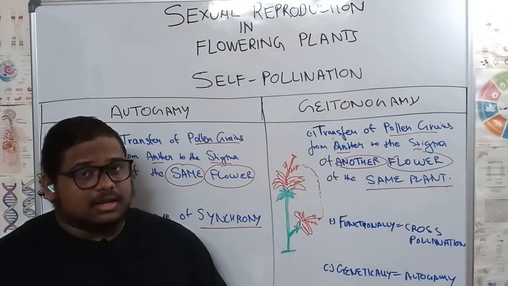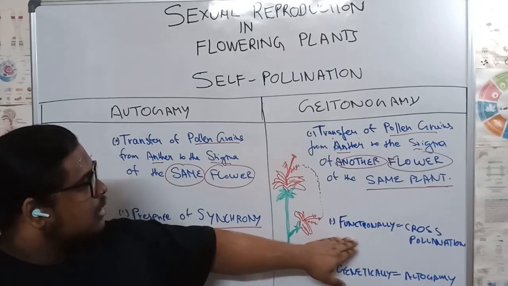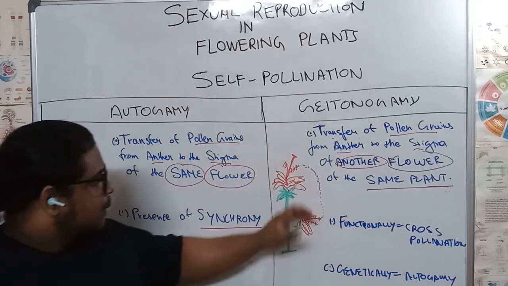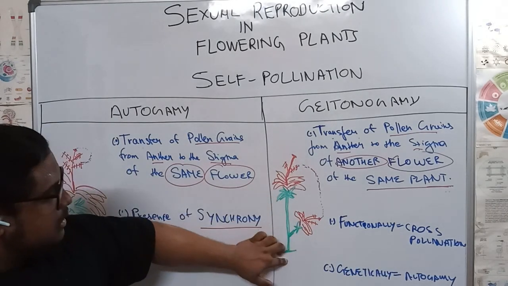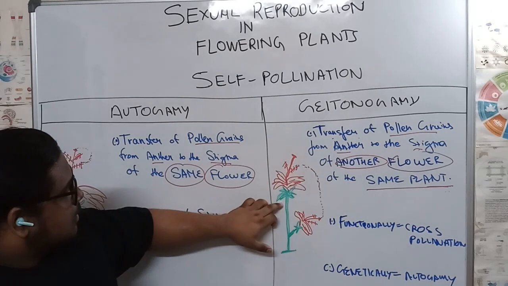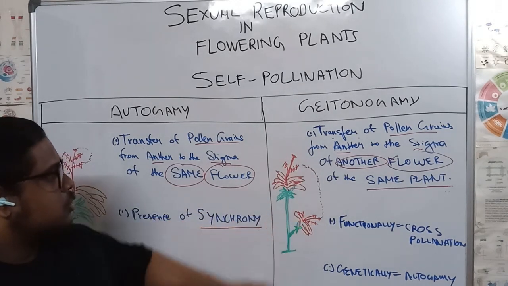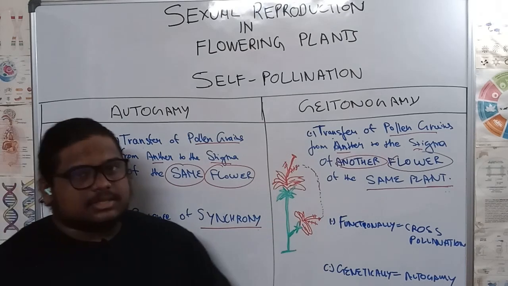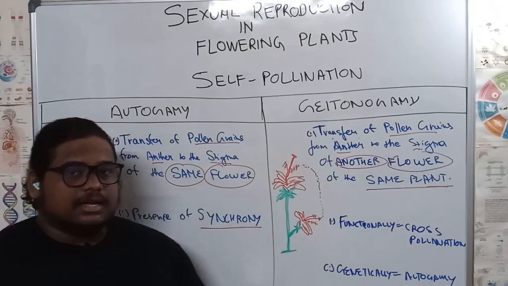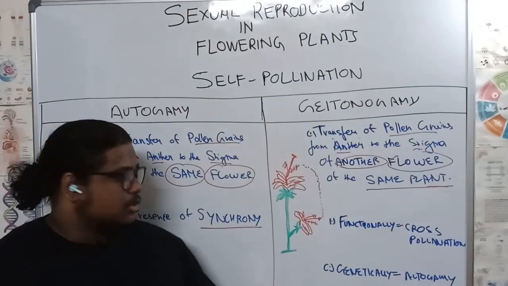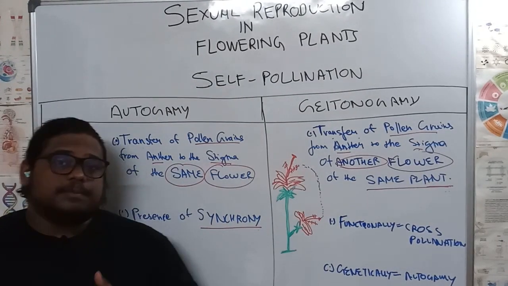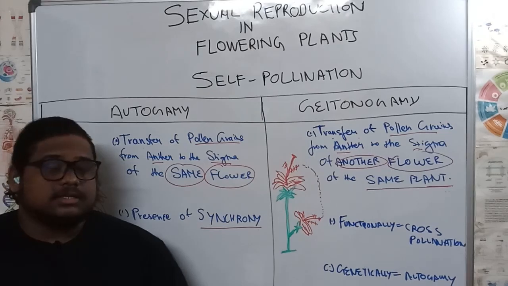You need to analyze इस चीज को कि functionally this is like cross pollination. But यहाँ पे देखो ये जो plant है this is a single plant and इसी पे there are flowers. So ये जो pollen move करेगा from this flower to this flower, this will be on the same plant. And इसको we can say that genetically this process, this geitonogamy, it looks like autogamy क्योंकि it is on the same plant. This is something you should pay attention and think and analyze very carefully.